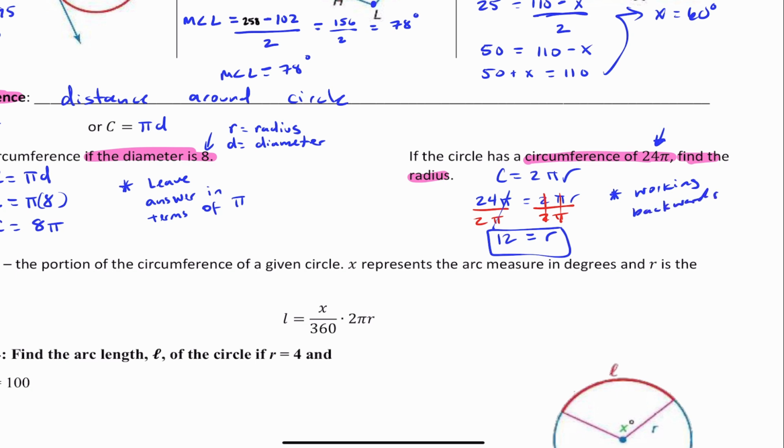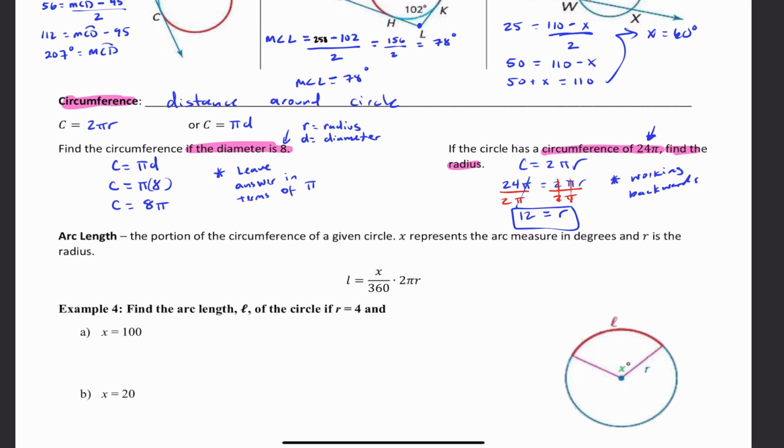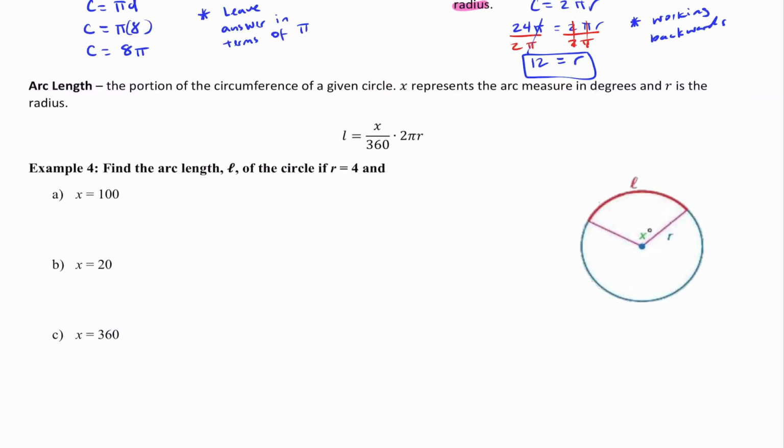So instead of finding the circumference, I'm finding something else, which in this case is the radius. All right, so the last thing that we're going to be looking at here is arc length. Now, arc length is the portion of the circumference of a given circle, where x represents the arc measure in degrees and r is the radius.